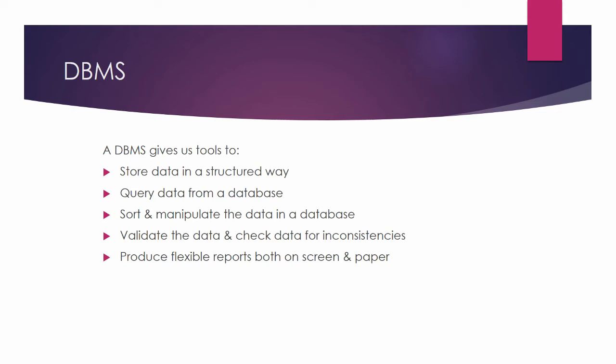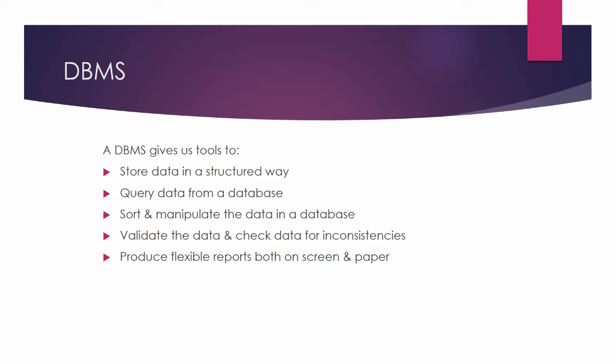A DBMS gives various tools to perform various types of functions on a database. One function is to store data in a structured way. That means the tool helps us to store data in a systematic and organized manner. Then another thing that we can do is retrieve data from a database. That means query data from a database. Next is sort and manipulate the data in a database.